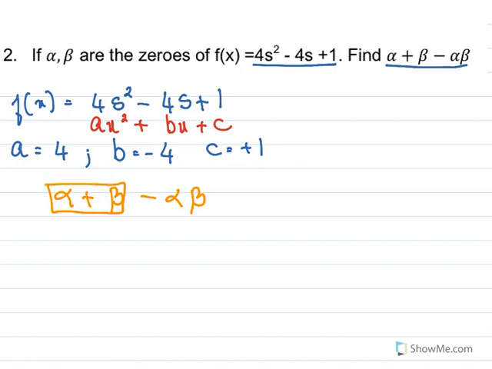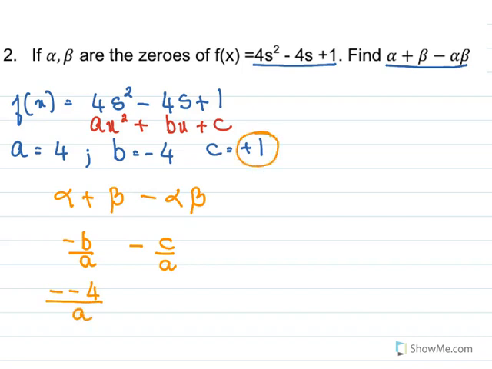Now alpha plus beta we know is minus b by a. Alpha beta is c by a. So this is minus c by a. Now for the values, minus b here is minus of minus 4 over a. b is minus 4. c is 1. So this is minus 1 over, and a is 4. So when we work this out, a is 4.